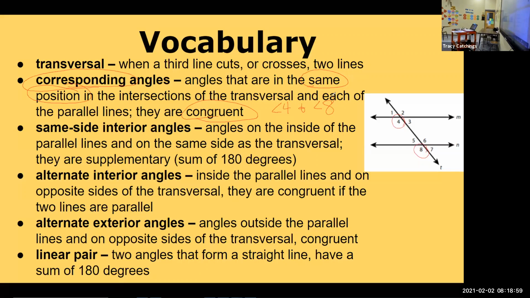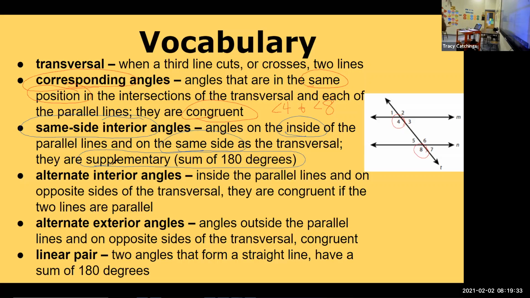All right, somebody tell us about same side interior angles. Angles on the inside of the parallel lines and on the same side of the transversal, they are supplementary, sum of 180. Good job. I told us yesterday that the name pretty much gives it away. Same side tells us they are on the same side, and interior tells us they are on the inside. And of course, we know that they will be supplementary and add to 180.